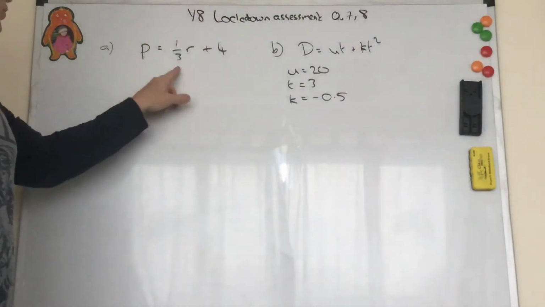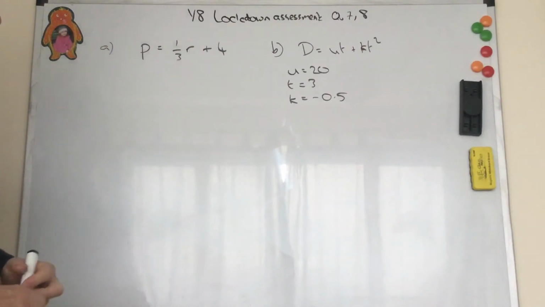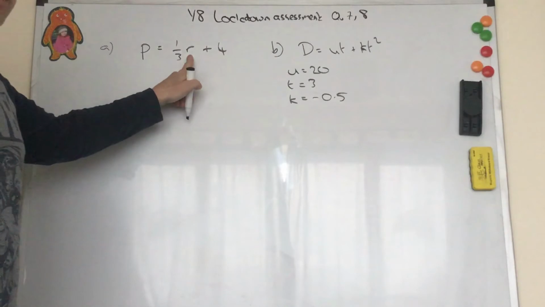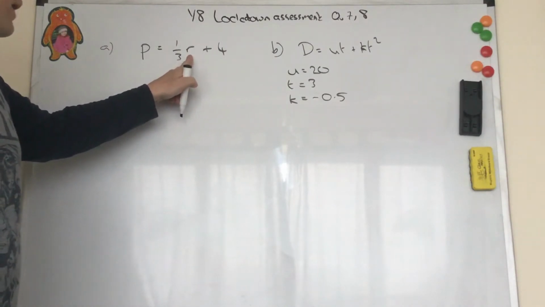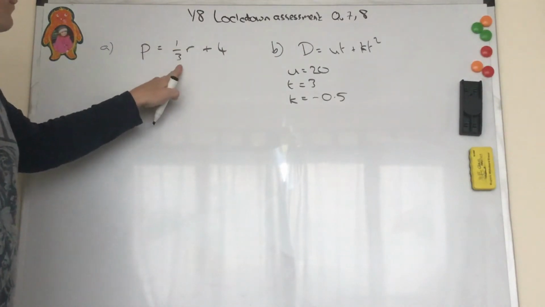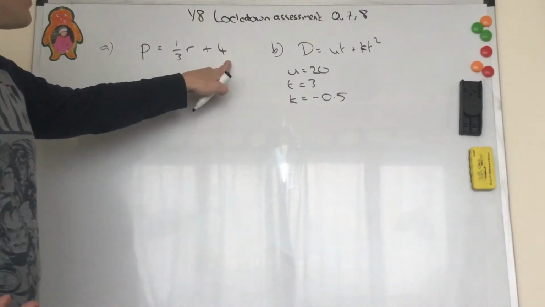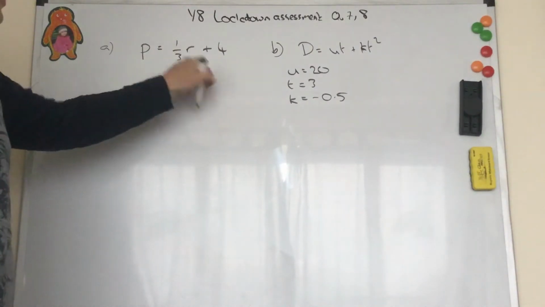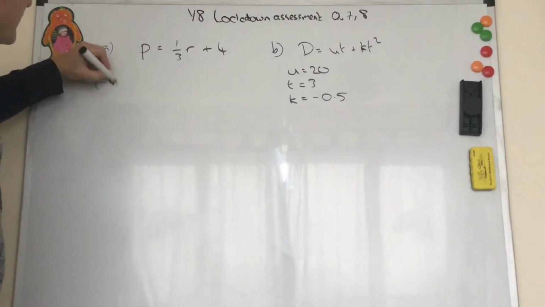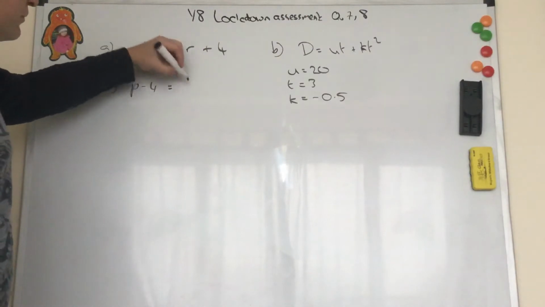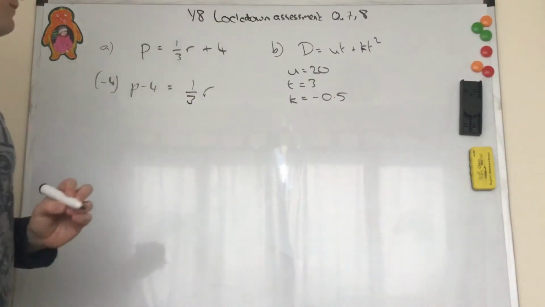Okay, question 7 and 8. Question 7, we have P equals 1/3 R plus 4, and we had to rearrange to make R the subject. If we knew what R was, let's say R is 12, we'd work out a third of it first, and then we'd add 4. So we get rid of things in reverse. The last thing we'd do is add the 4, so we need to get rid of that first by taking away the 4. So we take away the 4 to get P minus 4, and we're left with 1/3 of R.